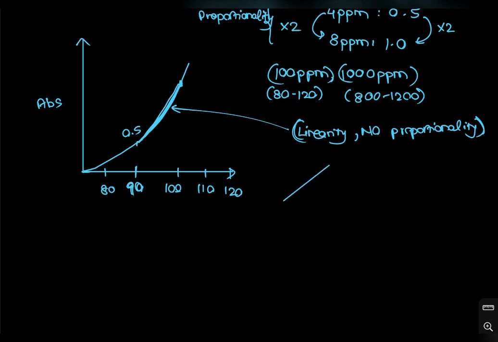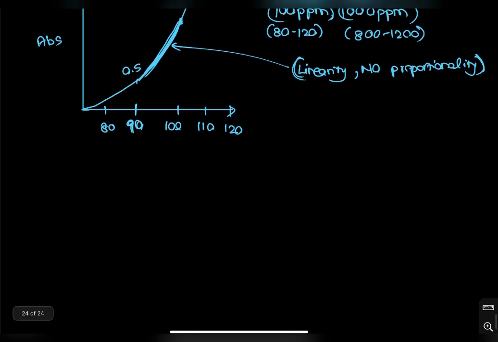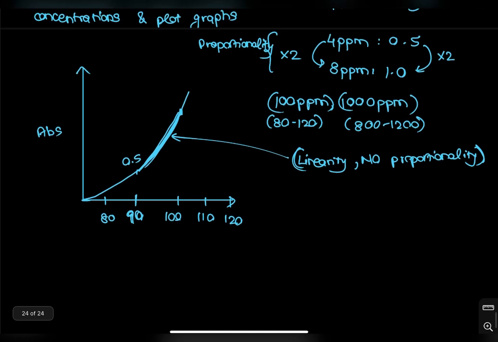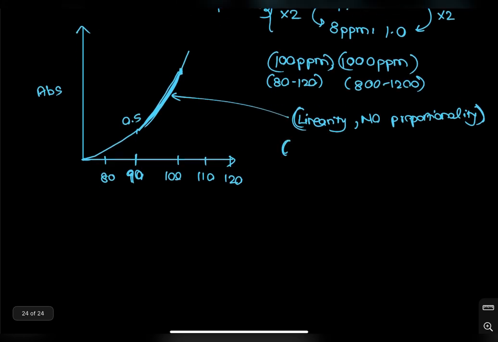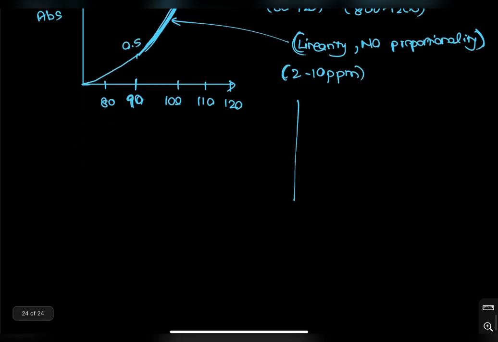It would be a straight line. Here we have a curve. So that means that it's not proportional even though it's linear. Okay, so you just try out all these different ranges and you finally arrive at a range where you can observe that the graph you're getting is linear and proportional.